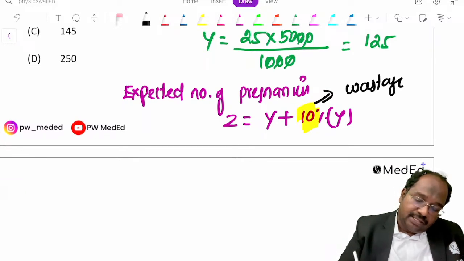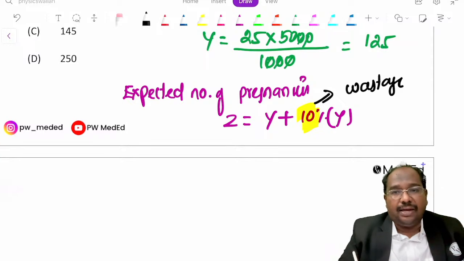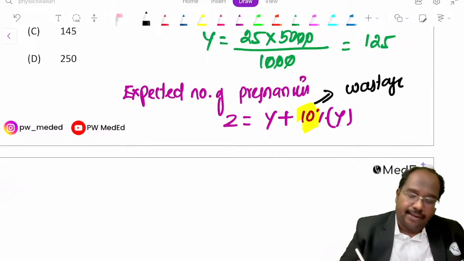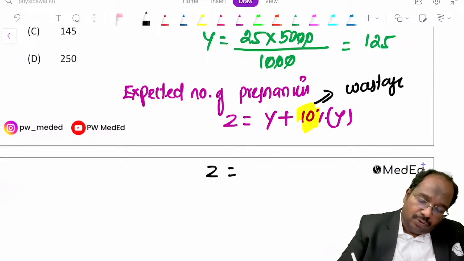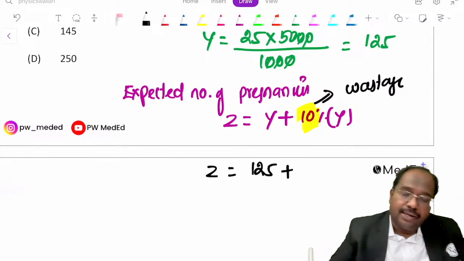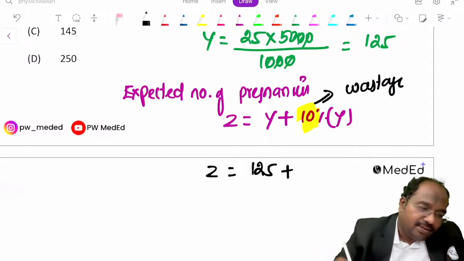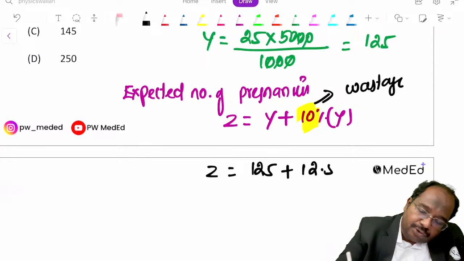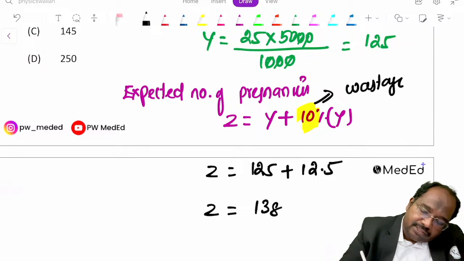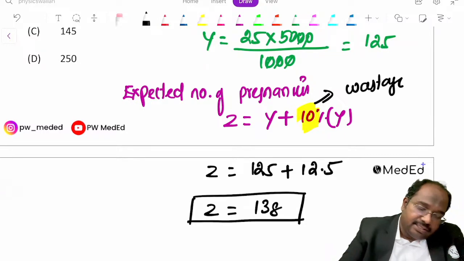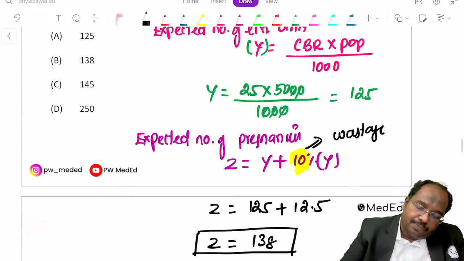Now how much is the value? Z is equal to 125 plus 10% of Y. 10% of 125 is 12.5, so you can round it off. Z is equal to 137.5, that is 138. This is your exam question.